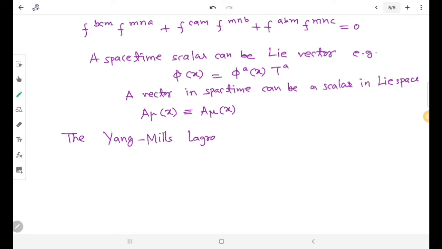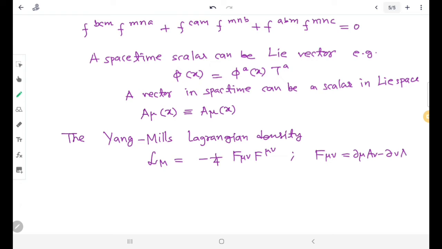Lagrangian density. So we start with a very simple one. Likewise, in the Abelian gauge theory we had the L for Maxwell. This is -1/4 F mu nu contracted with F mu nu, and we said that F mu nu is nothing but partial mu A nu minus partial nu A mu. This is what we have.